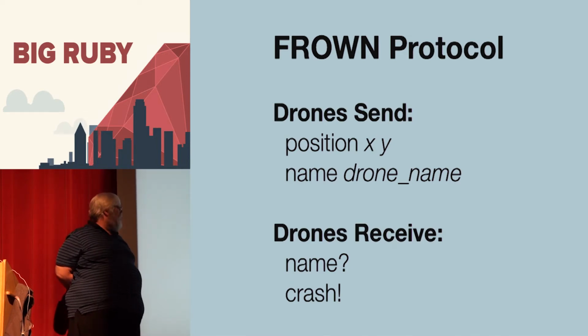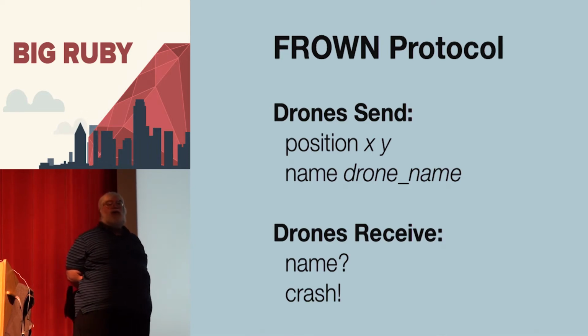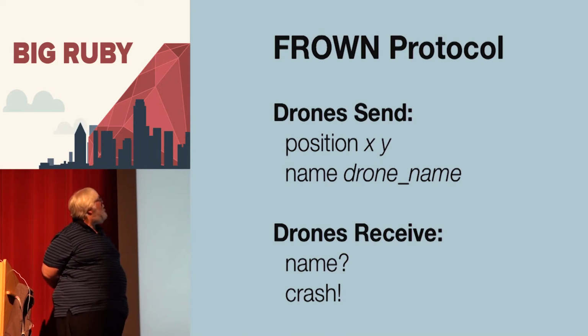And finally, there's a crash message that informs the drone he is occupying the same physical space as another drone. And therefore, he should crash and he should disconnect from the network. He is down, he is dead. So that's our FROWN protocol.